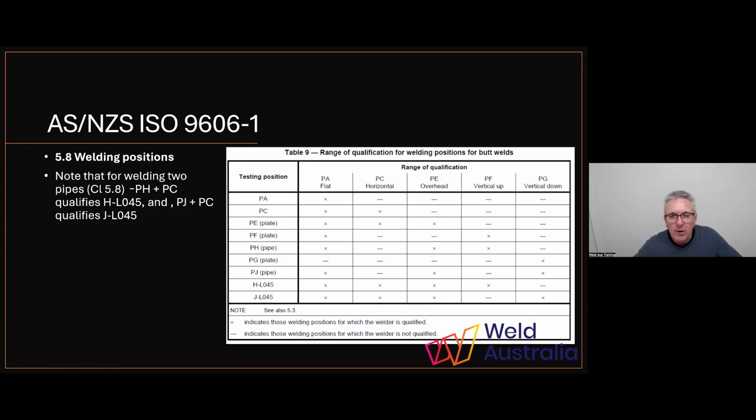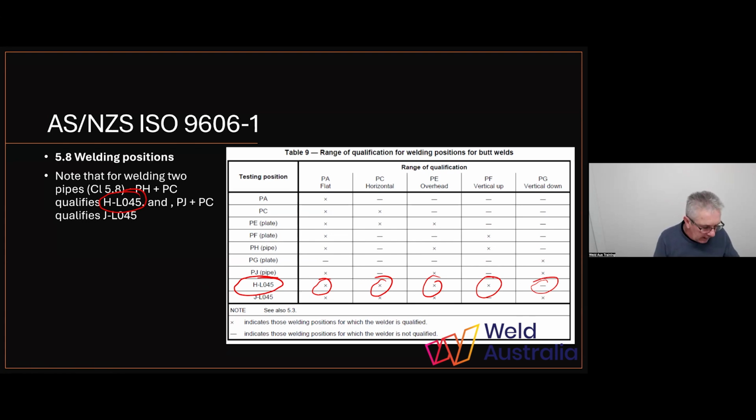Often you'll find in your examination, or even in training, they'll give you a document that has this. Let's say we've done it in this one. What is going to be my range of qualification for a butt joint? We're going to be covered for a PA, a PC, a PE, and a PF. Okay, simple, pretty straightforward. It's not covered for vertical down. It's not covered there.